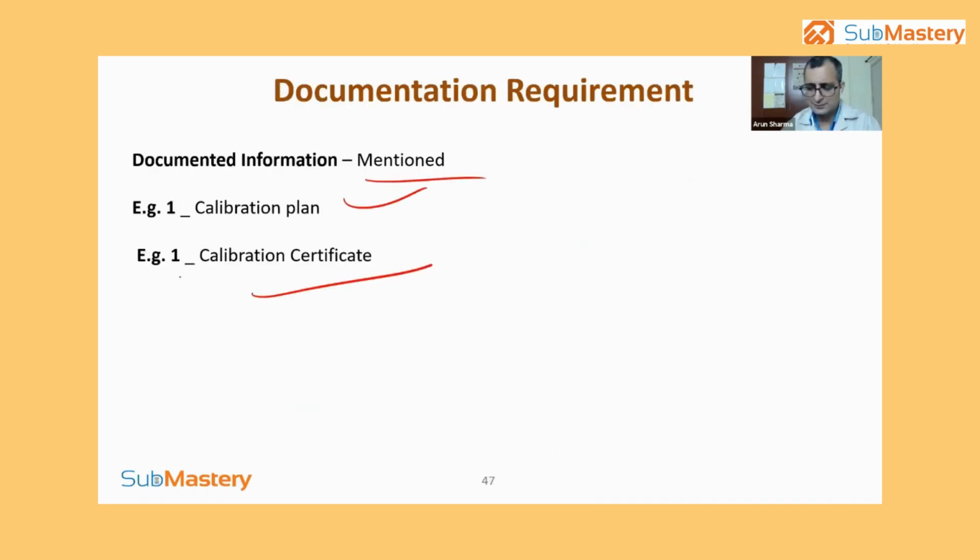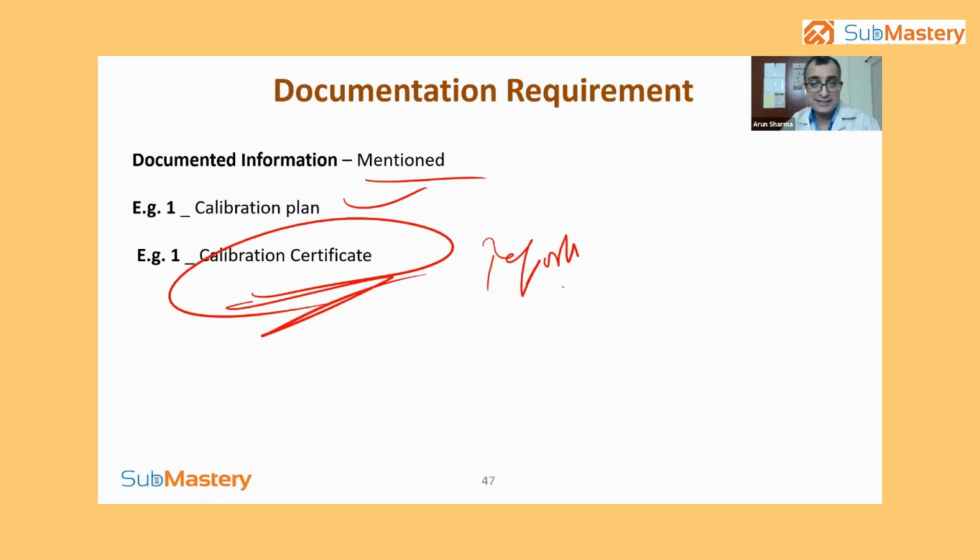What else do you need? Calibration plan, calibration certificate, calibration reports. Yes, the reports could be internal, the reports could be external. It's not necessary that you always go for external calibration. You can go for internal calibration within your organization, right? But there is a requirement for both internal as well as external. We'll also see that requirement.